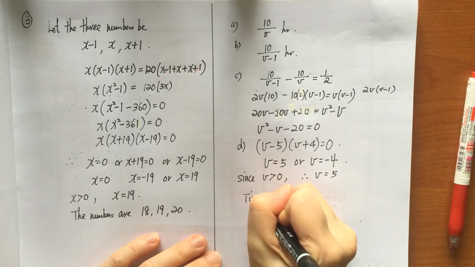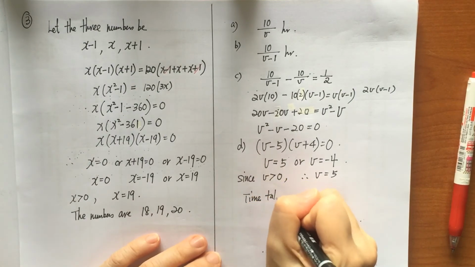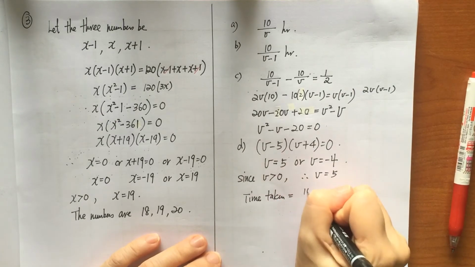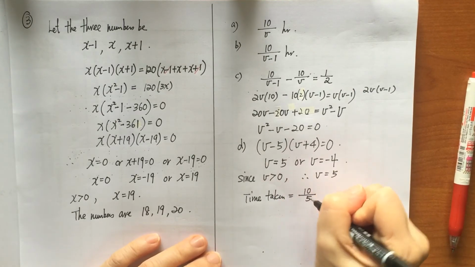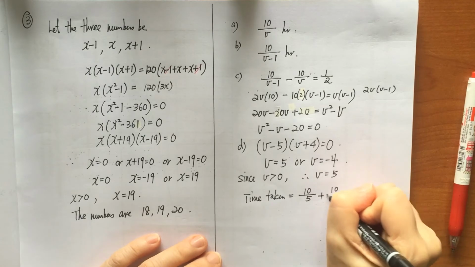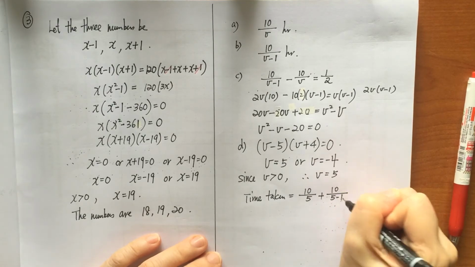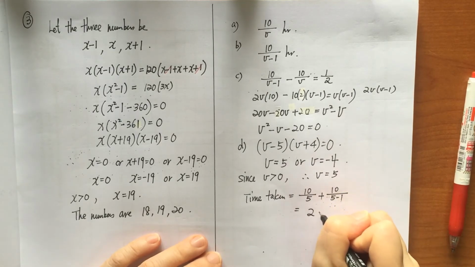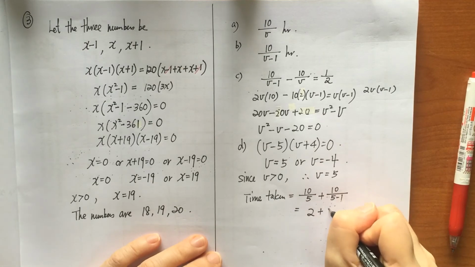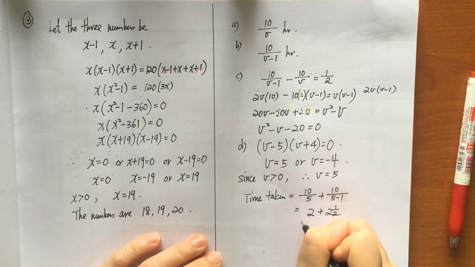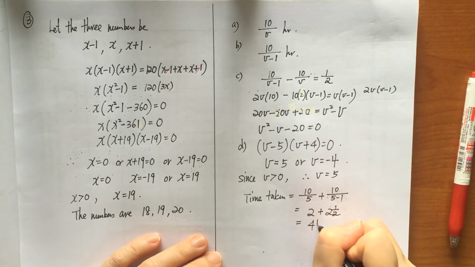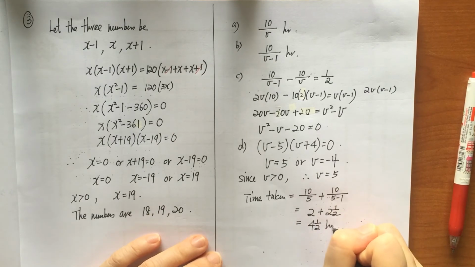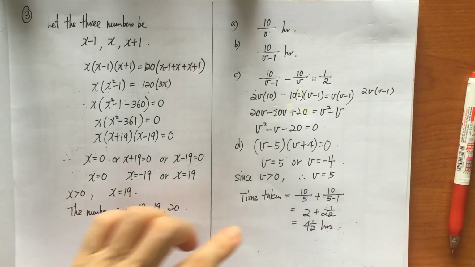So time taken will be 10 divided by v, which is 5, plus 10 divided by 5 minus 1. So this will be 2 hours, and this will be 2.5 hours. So that gives us 4.5 hours total time taken.